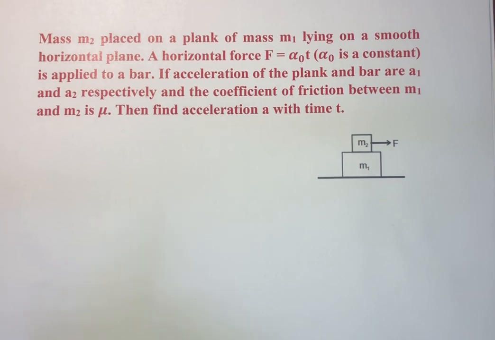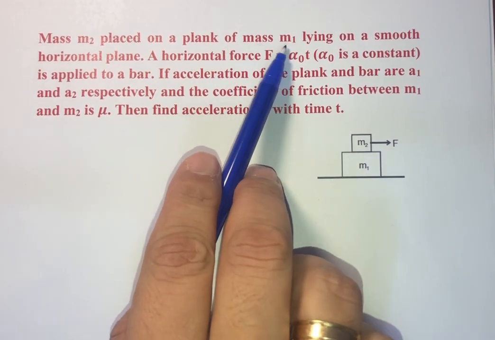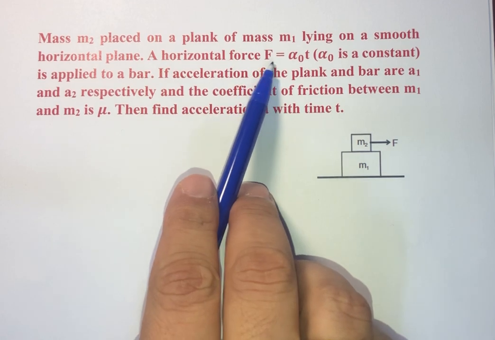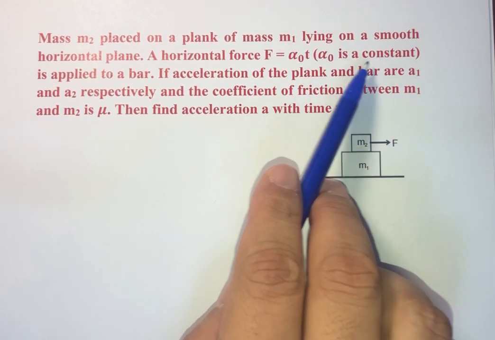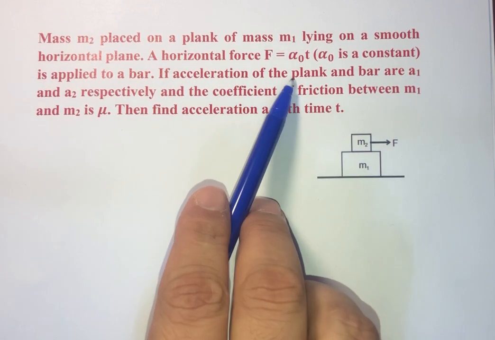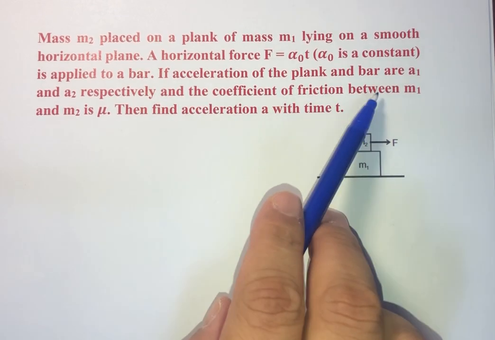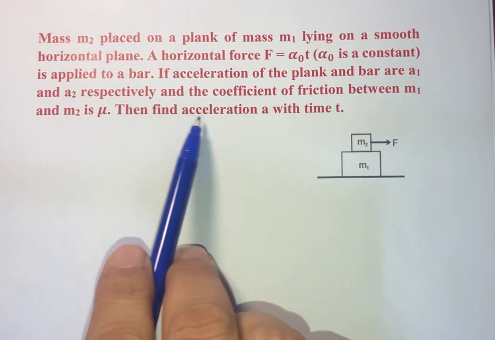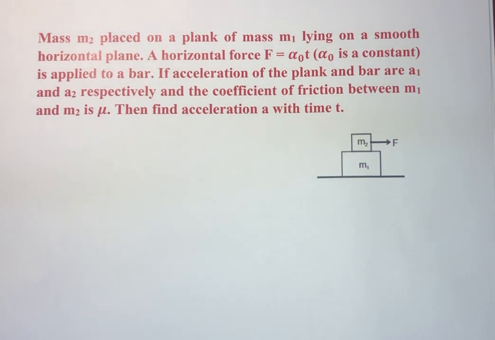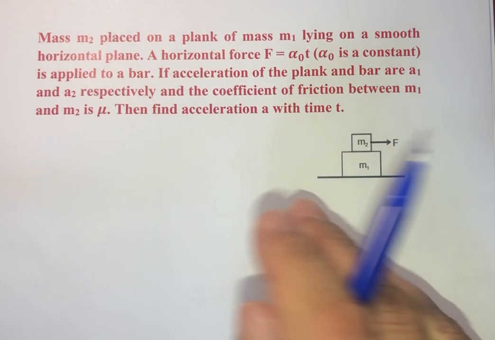Hello friends, on today's question, a mass m2 placed on the plank of mass m1 lying on a smooth horizontal plane. A horizontal force F = alpha naught t, where alpha naught is a constant, is applied to the bar. If the accelerations of the plank and bar are a1 and a2 respectively, and the coefficient of friction between m1 and m2 is mu, find the acceleration a with respect to time. It means we are going to plot the acceleration of m1 and m2 with respect to time.